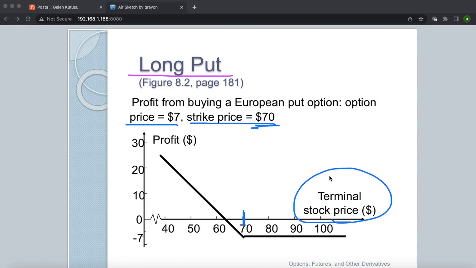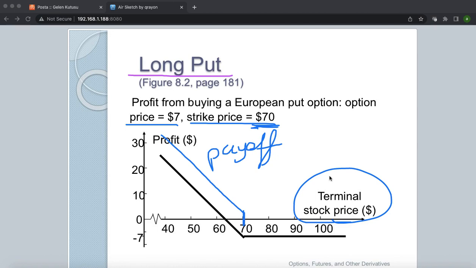Then actually for this region here, let's say the stock price in an extreme situation went all the way to zero, how much payoff do we have? We are going to have $70. So actually we will have this line here as our payoff. That will be our payoff.